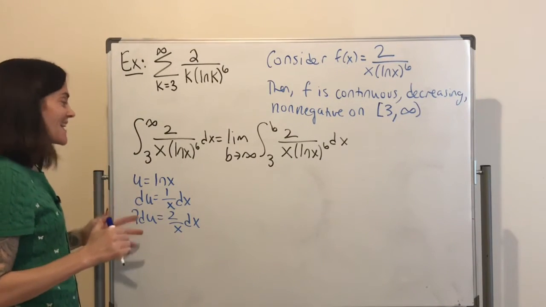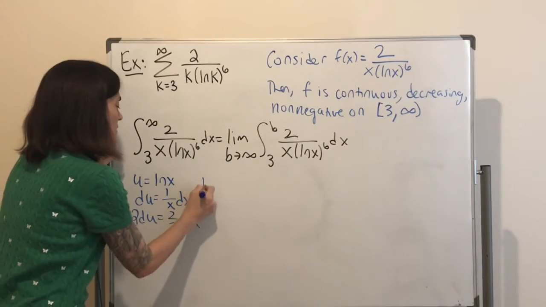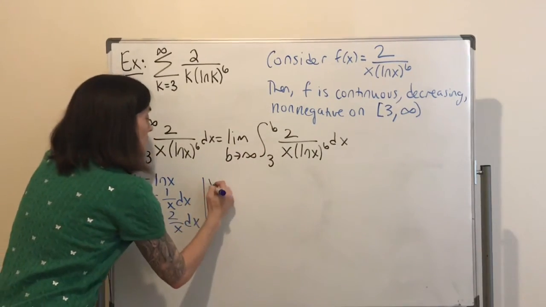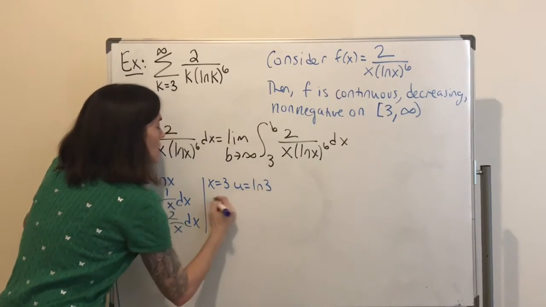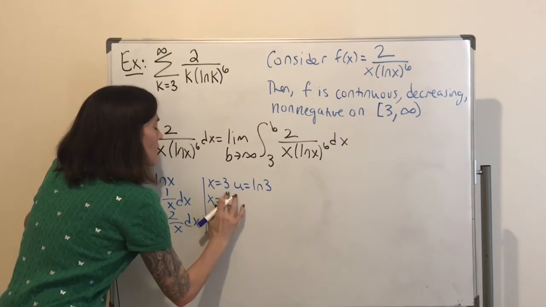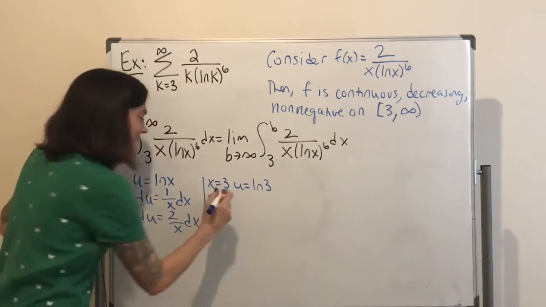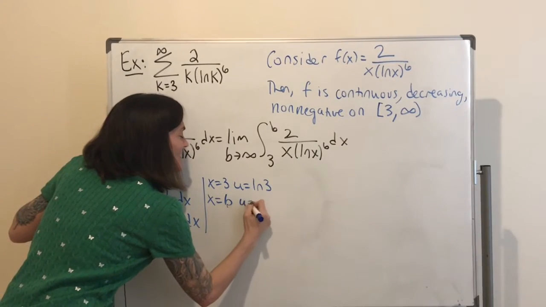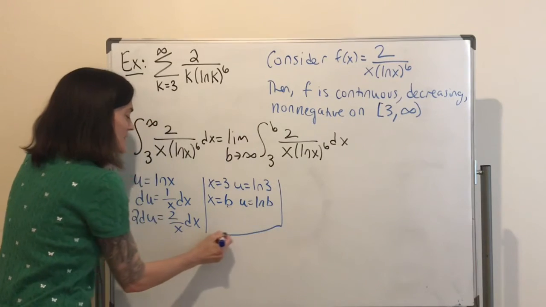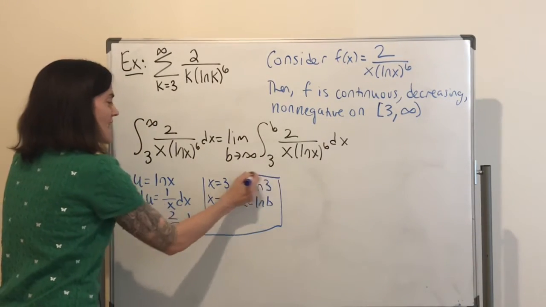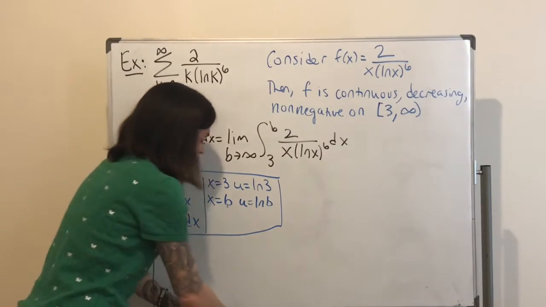Okay? Then, well, me personally, you know I changed my bounds. Here we go. So when x equals 3, u is ln 3. When x equals, oops, I almost misread that and put 6, b, u is ln of b. Okay, now I will put all of this in a little box and we will integrate. Very nice.